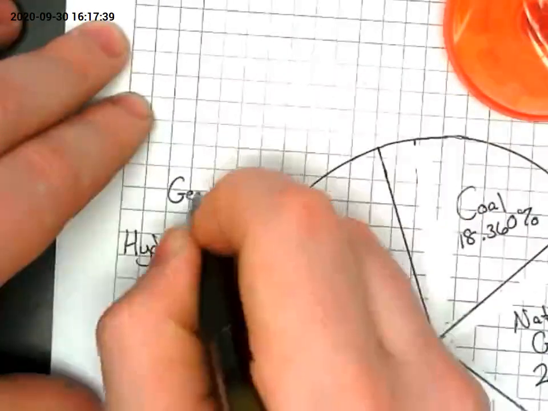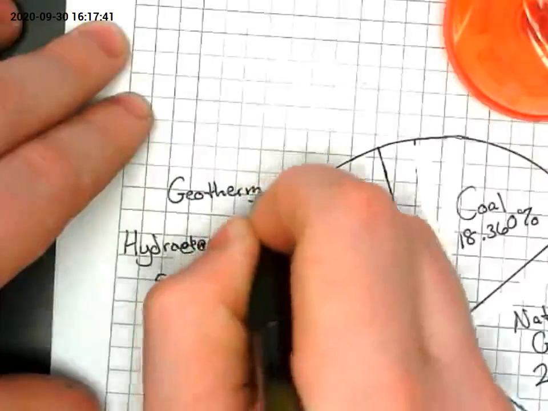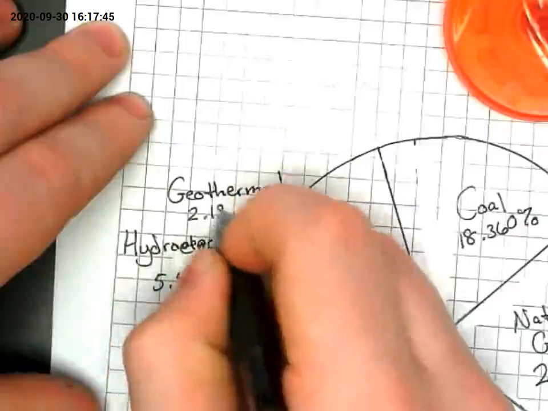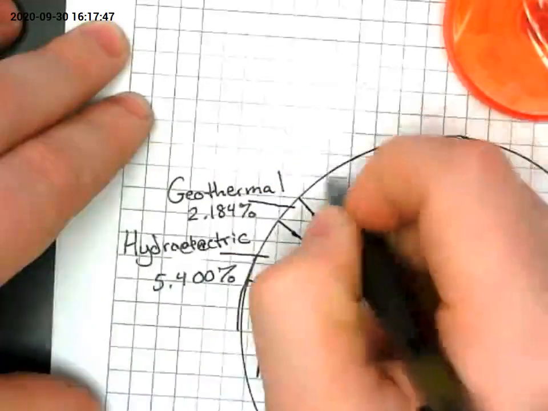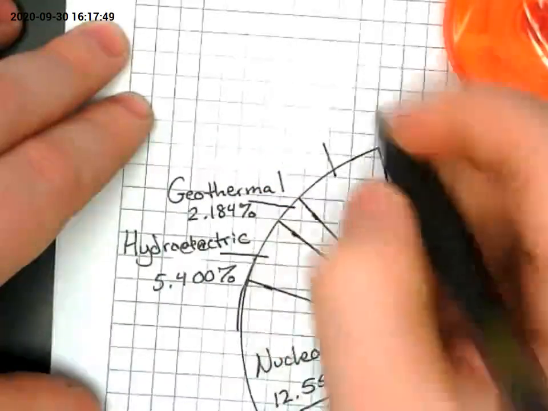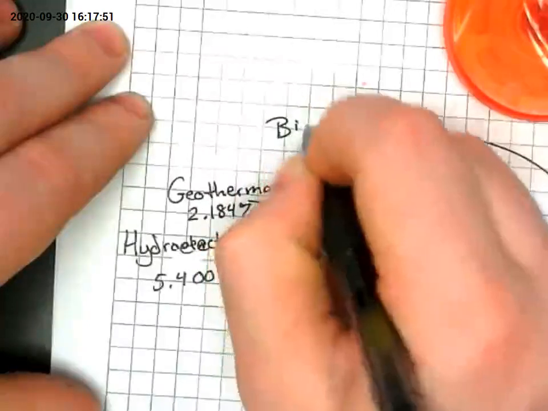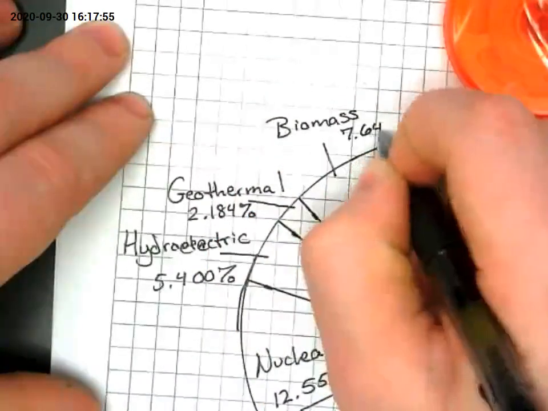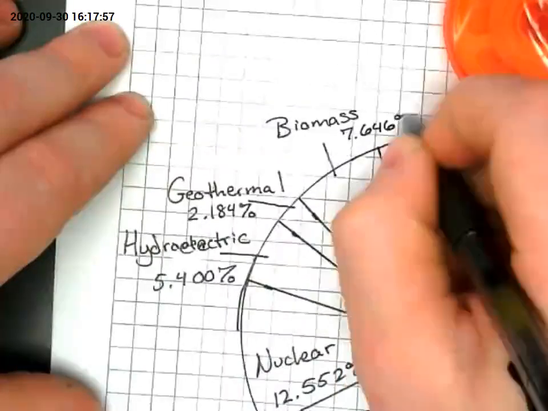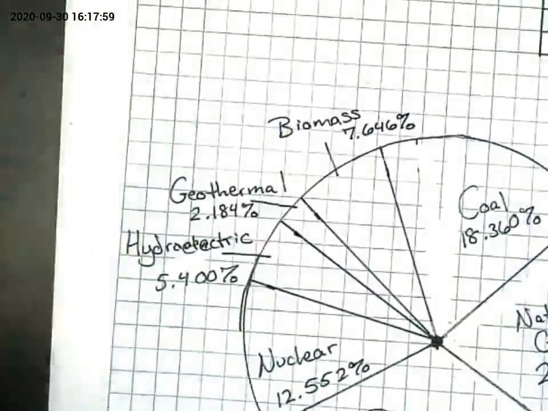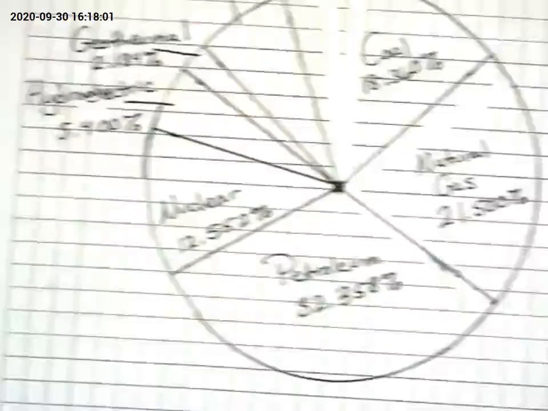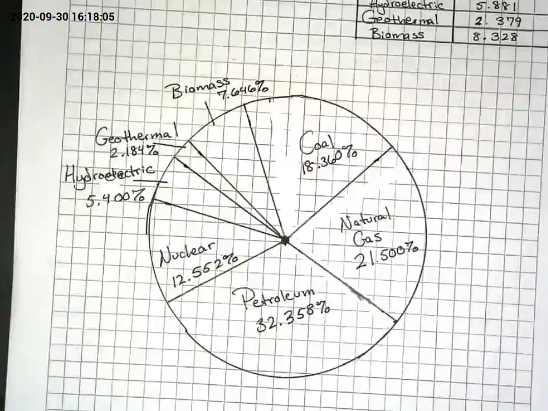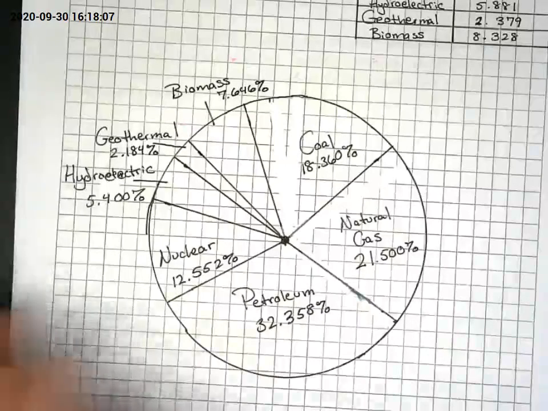This is going to be geothermal. And geothermal is 2.184%. And then lastly, we have our biomass. And our biomass here is 7.646%. Okay. And then all we have left to do with our pie graph here, our circle graph here, is we just now have to color it.